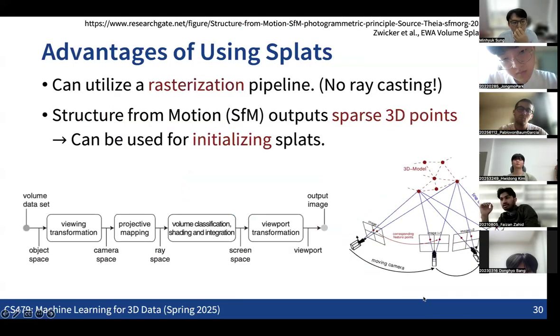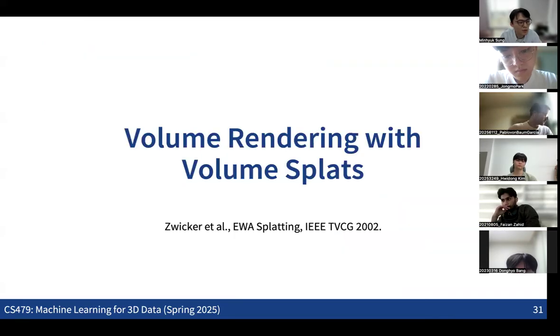What we are going to briefly see today is not exactly how we train the Gaussian splatting pipeline, but rather an older technique for how we can do volume rendering with a set of volume splats, and some basic machinery that we can use for volume rendering with splats. For more details, I strongly recommend you check out this paper, which was published in 2002.